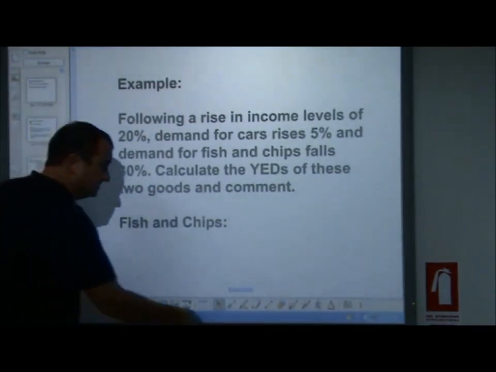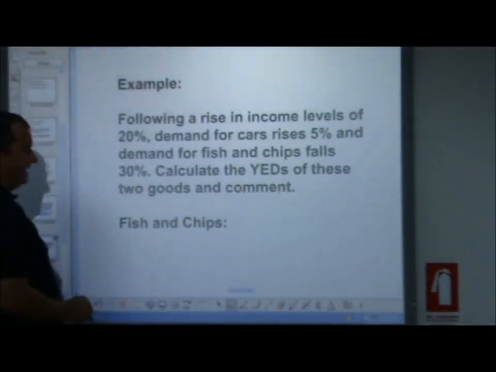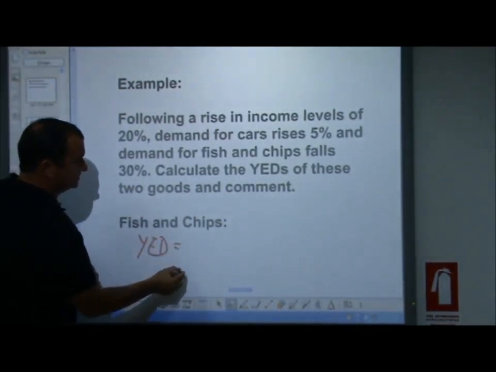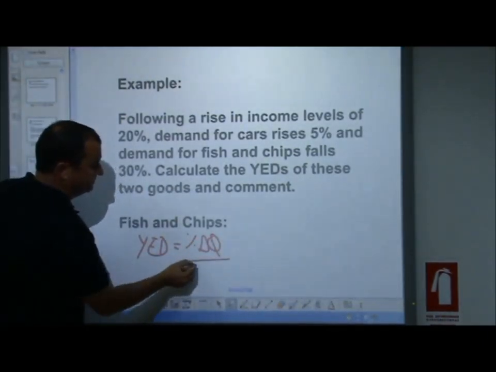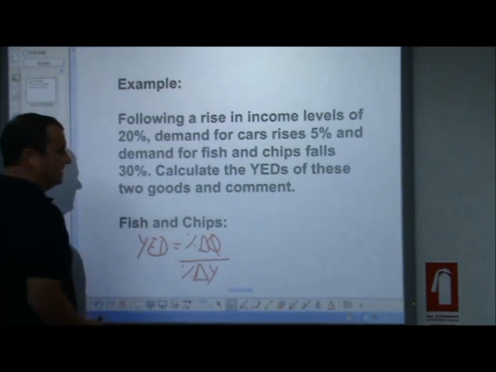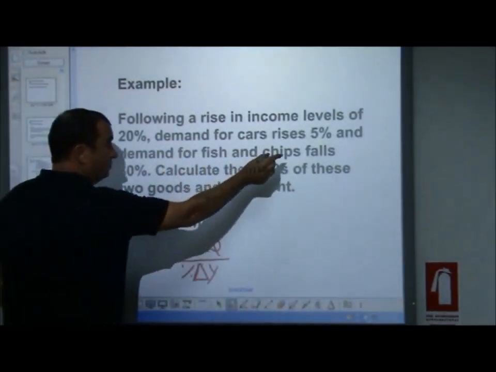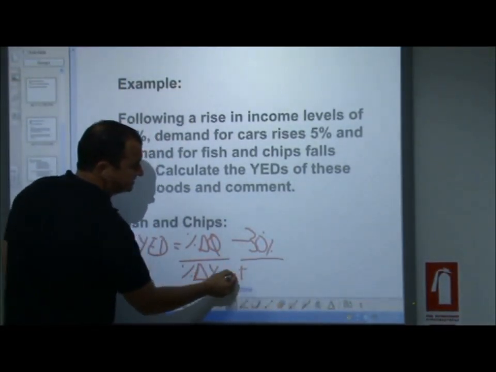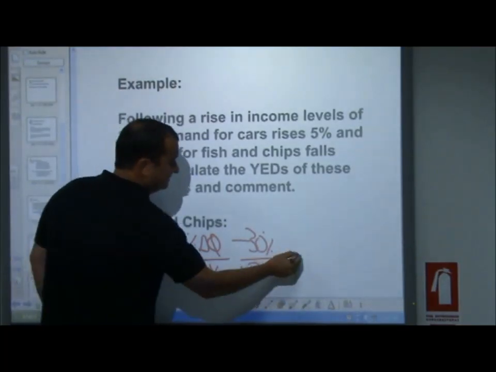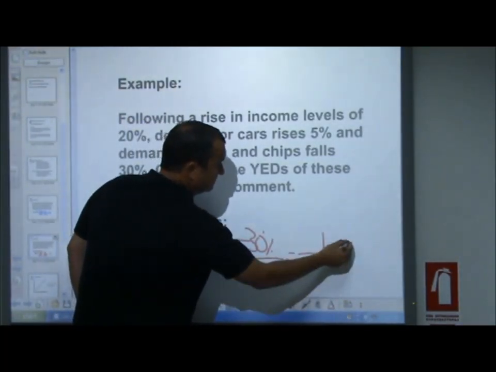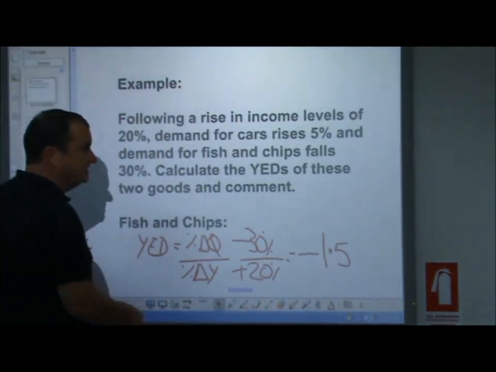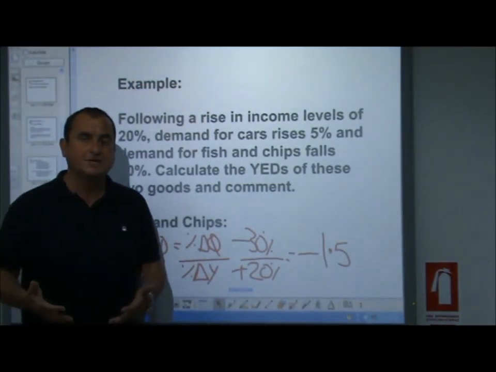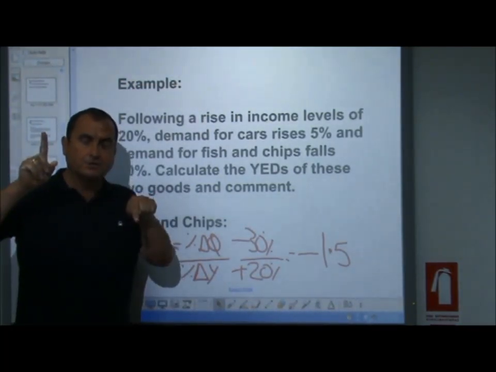So, again, we'll use that same equation, and so the equation is YED equals percent change in quantity over percent change in income, and percent change in quantity now is a fall of 30%. So we're going to put minus 30% over plus 20%, that's the rise in income, and it comes out, of course, as minus 1.5. Well, reading the sign, we get a minus. It tells us that fish and chips must be an inferior good, because when there was a rise in income, there was a fall in the demand.